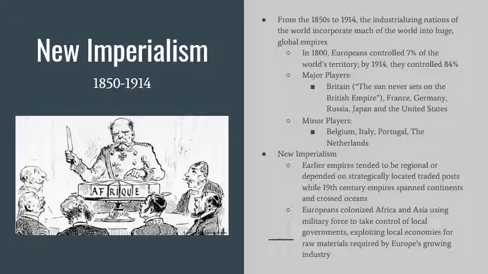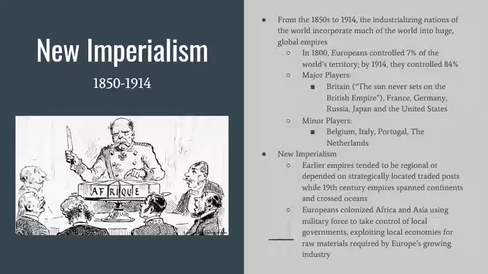Now, this era of new imperialism starts out in the early 1800s with Europeans controlling about 7% of the world's territory. But by the end of the era of new imperialism in 1914, Europeans controlled 84% of the world's territory. Now, the distinguishing characteristic between new imperialism and old imperialism is that new imperialism is way more wide-reaching and more intense than earlier versions of imperialism. In old imperialism, earlier empires tended to be regional or depended on strategically located trading posts, while 19th century empires spanned continents and crossed oceans.